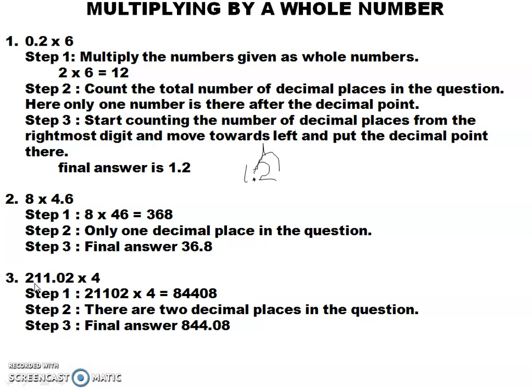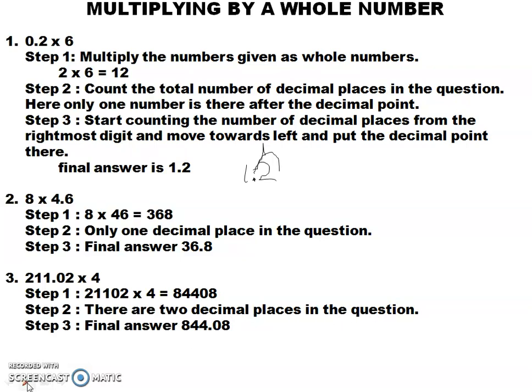Next one. 211.02 into 4. Without the decimal point, how will you read the number? It is 21,102 into 4. You will get the answer as 84,408. How many decimal places are there in this question? 1, 2. There are 2 decimal places in the question.